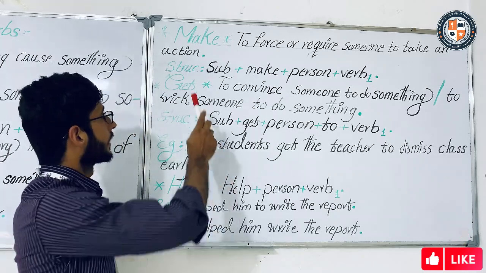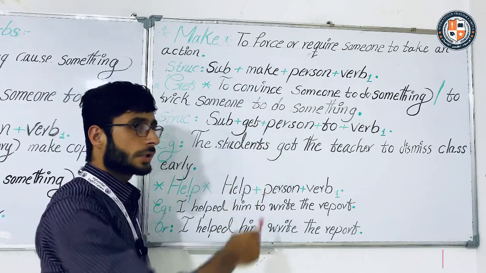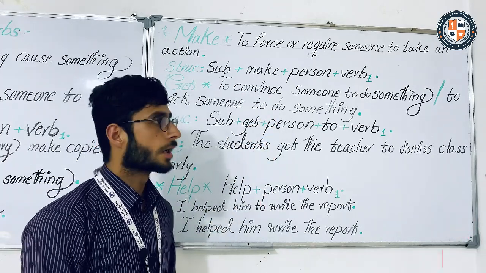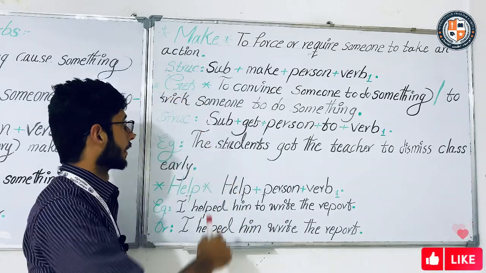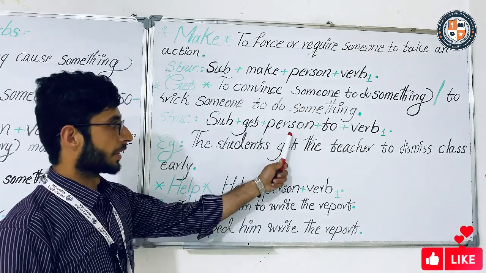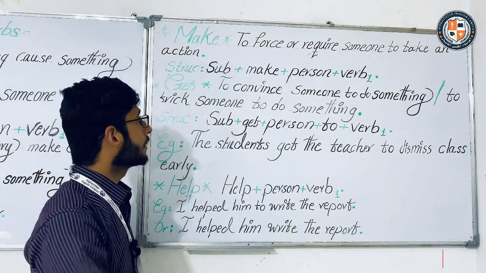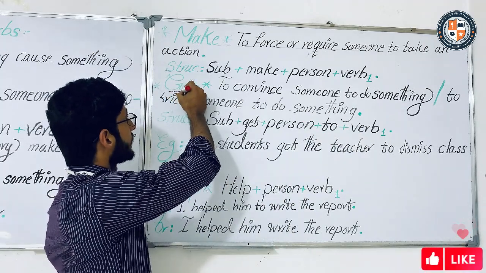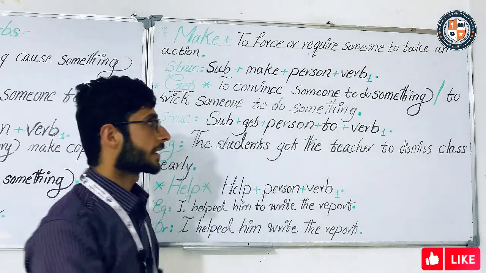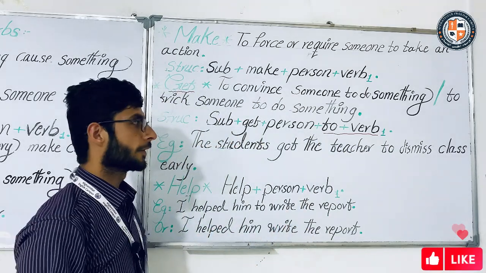The fourth one is get. Where can we use get? To convince someone to do something or to persuade someone to do something. Like this structure: subject plus get plus person plus to plus verb. Just pay attention: when you have the causative verb get, after that we will have to. Yes, that is called the infinitive. You must have to plus the base form of the verb.